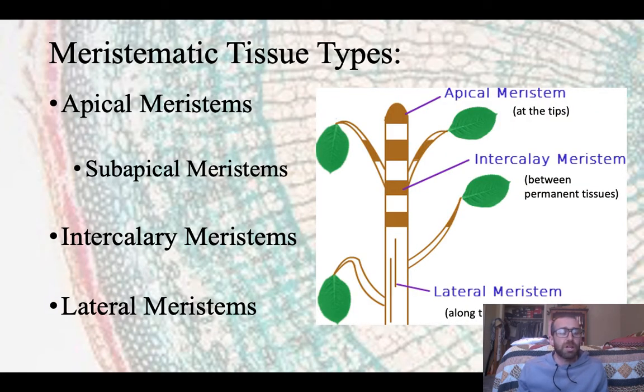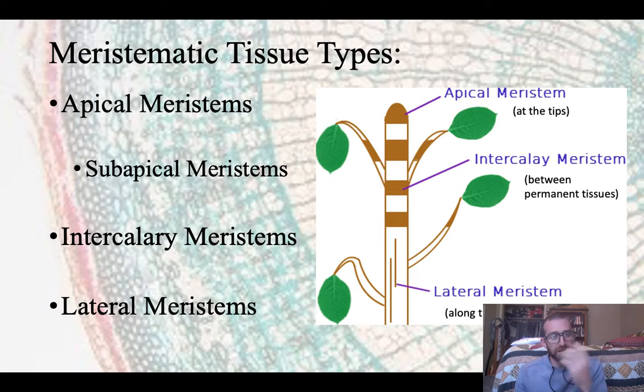So we're going to start by looking at our meristematic tissue types. And there are three main types, and this fourth one I include as well. But again, these are actively dividing tissues. These meristems are creating new cells. And the ones that we're going to focus on are apical meristems, which are found at the tips of our roots and our shoots, intercalary meristems, which are found at the base of nodes between permanent tissues, and lateral meristems, which are found like a cylinder around the sides of our roots and our shoots.